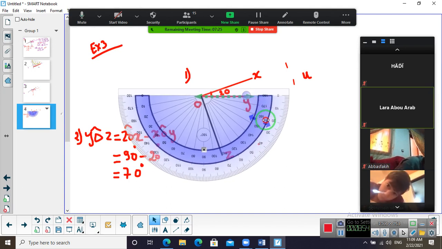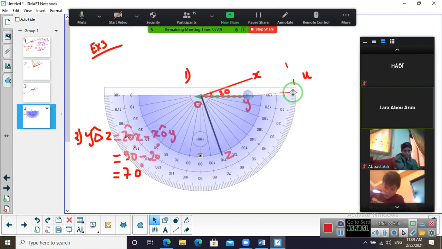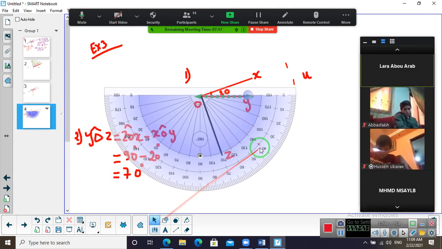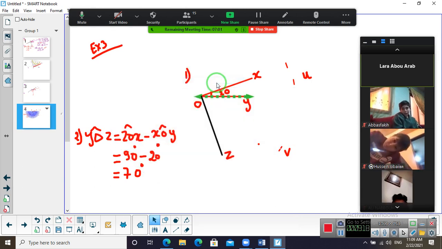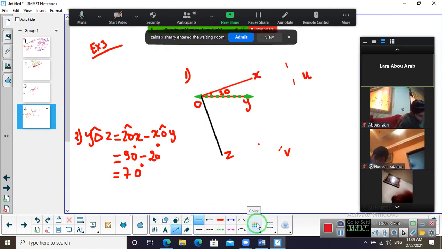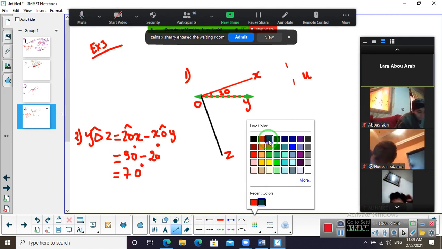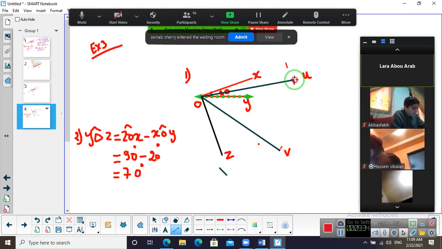Did you see, teacher, 35? Did you see it? Yes. I will hide OY and I will read 35. Here we are, 35, and it's OV. In the adjacent complementary, there are no bisectors that make a perpendicular, since they are perpendicular from the first figure. They are perpendicular, so I cannot draw a perpendicular line like in adjacent complementary. So the first one is here, OV, and the second one is here, OU.